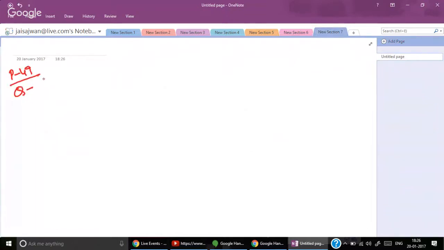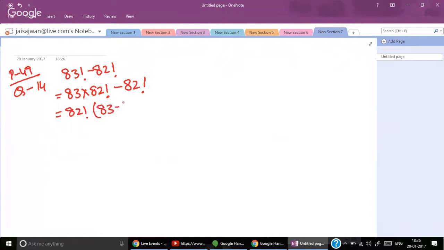Page number 49, question number 14. What is the highest power of 82 contained in 83 factorial minus 82 factorial? So I want to find out what is the highest power of 82 in this. Can I write 83 factorial as 83 into 82 factorial, minus 82 factorial? I can take out 82 factorial as a common value.